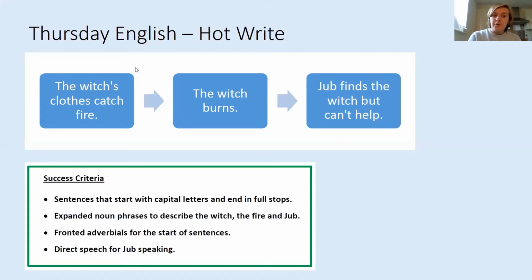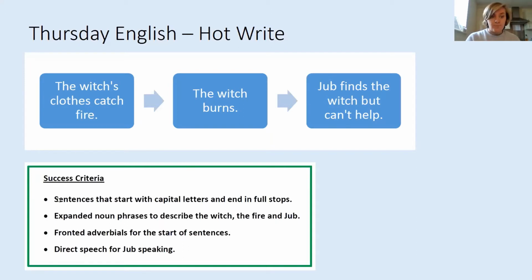So the witch's clothes catch fire. The witch burns. Remember, we have that scene where she's almost dancing around the fire. We have phrases like arm in arm, step by step, cheek to cheek, 1, 2, 3, 1, 2, 3, where the witch seems to be dancing with the fire itself. And then we have Job smelling that smell, that salty burning smell, and coming upon the witch and finding a huge amount of flames and finding out that it is in fact the witch that is burning. But of course, Job can't help her. So that is the section we are writing today.